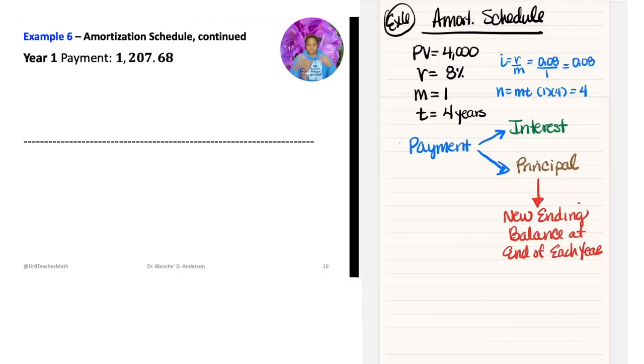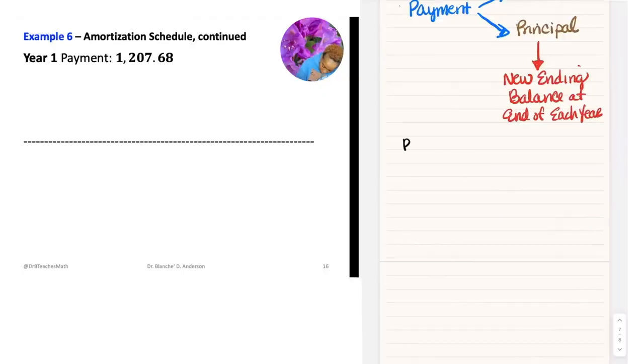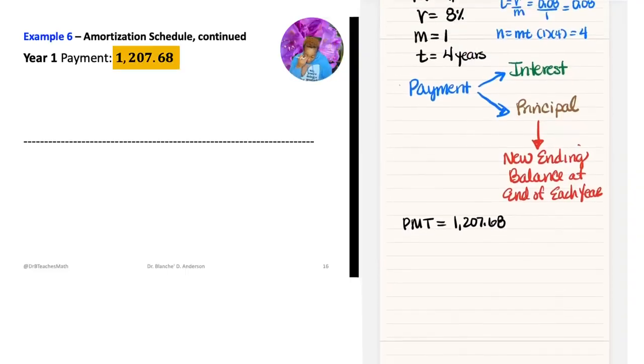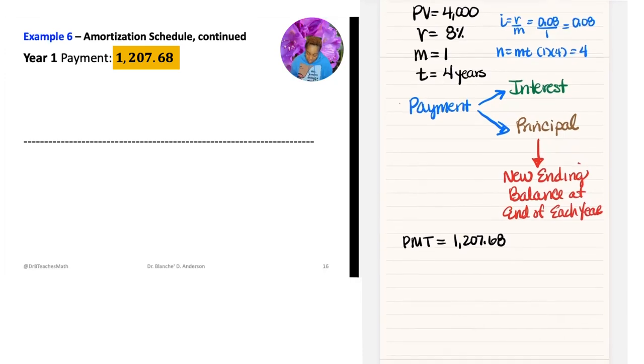So in year 1, you make a payment, right? Your payment is always $1,207.68. You're going to make a payment in the first year. Now, when you make that payment, you want to say, okay, how much of that payment is going to go to interest? Well, you have to figure out how much interest I need to pay on this particular loan.